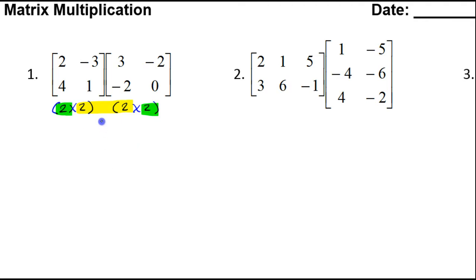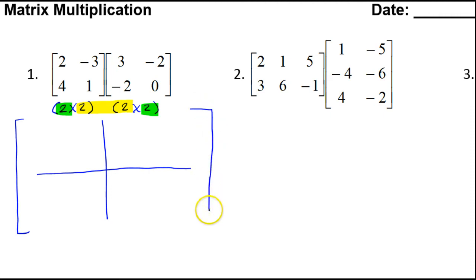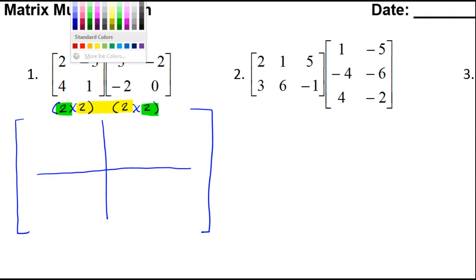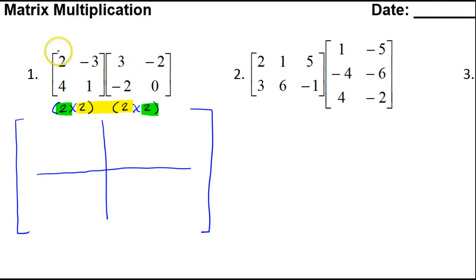Now that's really important because the first thing we're going to do is set up a large empty matrix that has the right dimensions. And this is where we will show our work. So since I know my final answer will be a 2 by 2 matrix, I'm going to set up a big giant 2 by 2 matrix. Now, we are going to multiply rows by columns. And as I do this, all of my rows are going to come from the first matrix, and all of my columns will come from the second matrix.